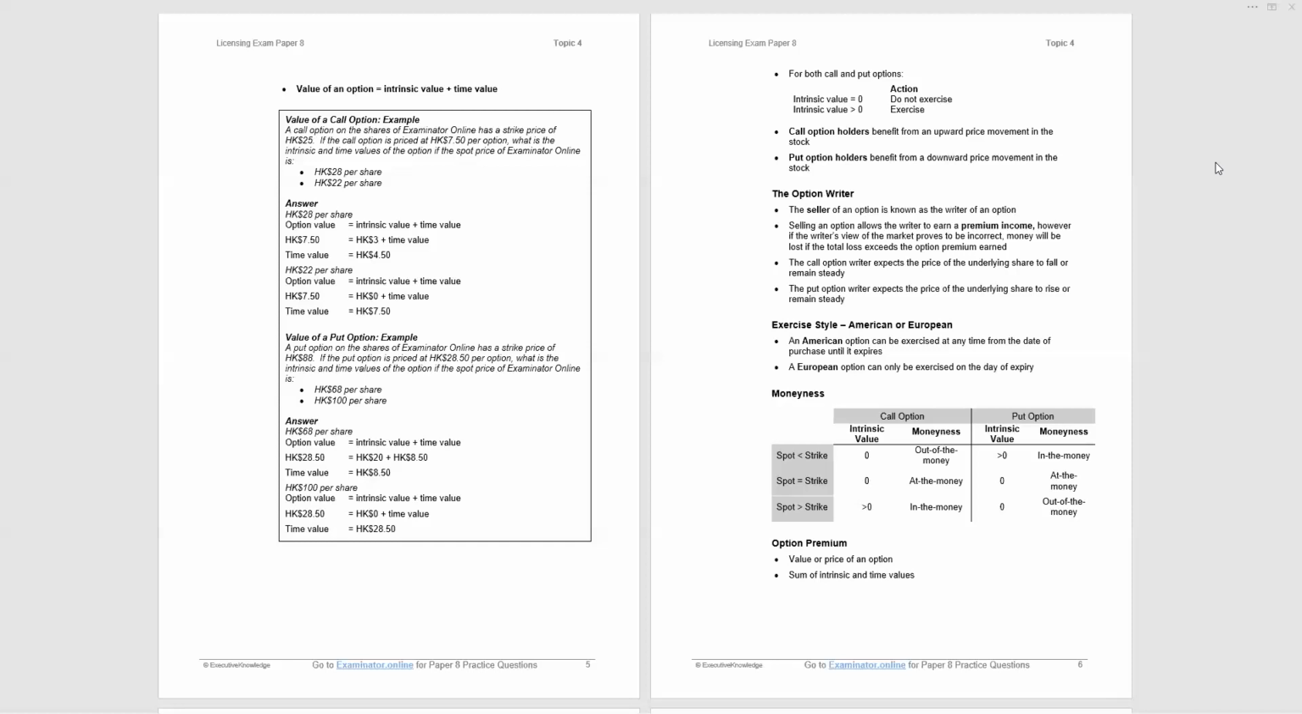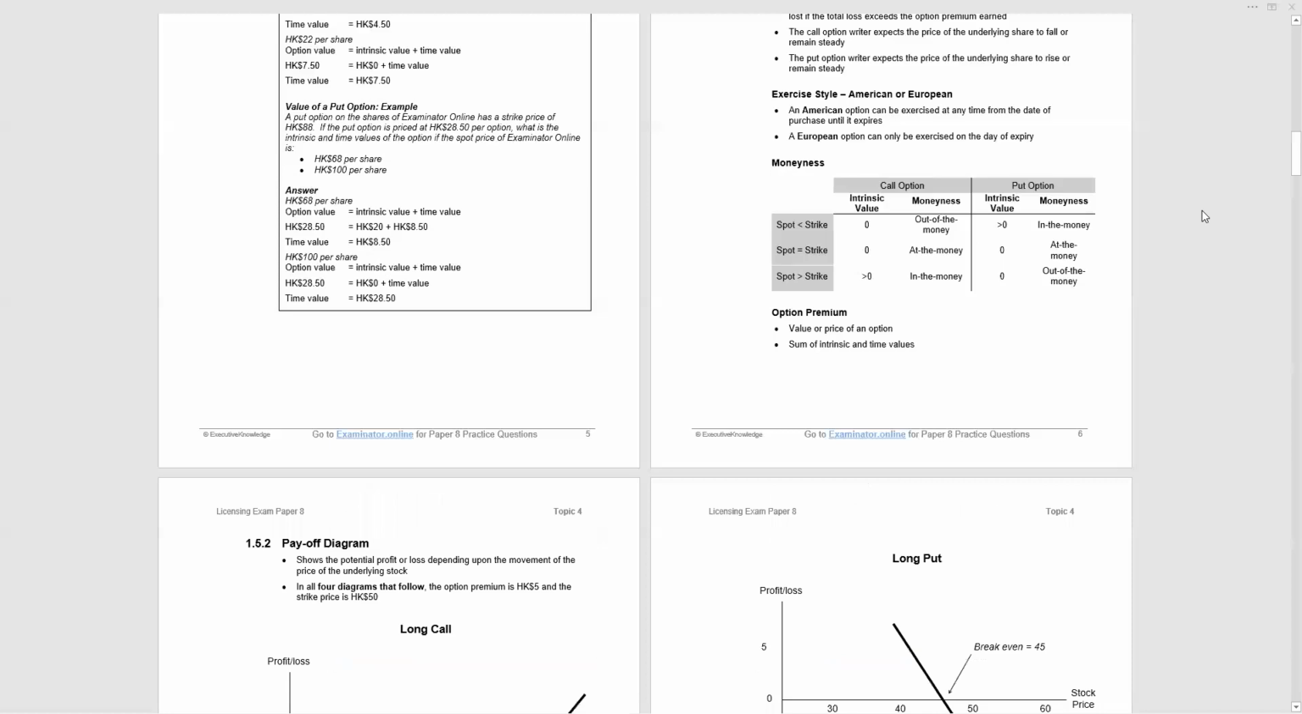As I said earlier, two styles, American style and European style, just notes on that. Now, the moneyness, call option, put option, the relationship between intrinsic value, moneyness, whether you're in the money, at the money, or out of the money, easier to see that with diagrams, and we're just going to move on to that in a moment. Option premium, just repeating ourselves, value of, or price of an option, and it is intrinsic plus time value.